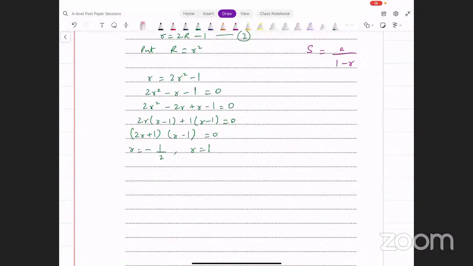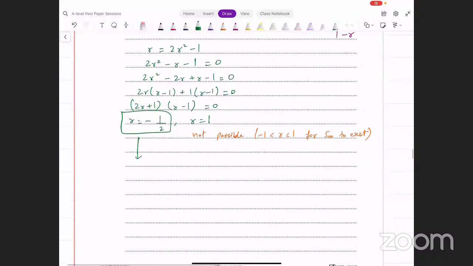You ignore this. This is not possible. Why is it not possible? Because ratio has to be between -1 and 1 for sum to infinity to exist. यहाँ पे sum to infinity की बात हो रही है. Ratio -1 और 1 के दरम्यान में होनी चाहिए. ये हमें पता है. This is the only value of r that we got then.